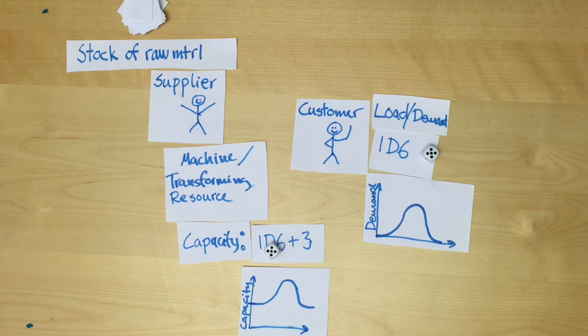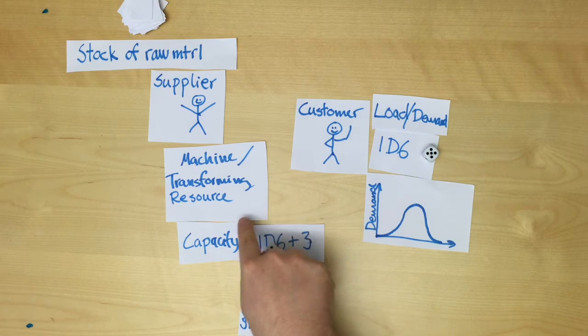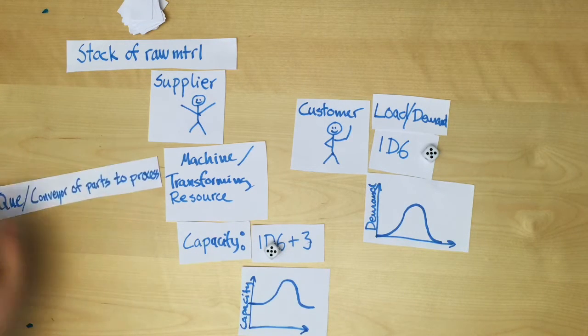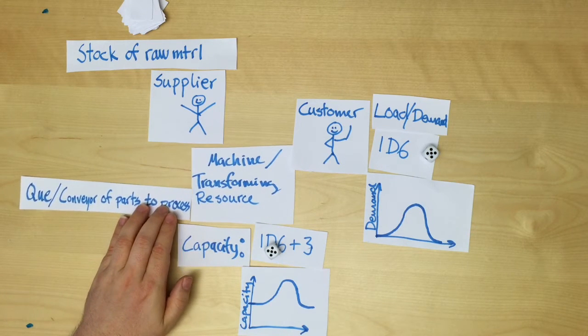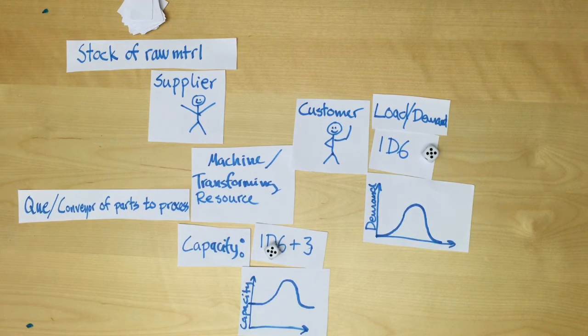Due to the fact that we have limited capacity in our transforming resource, there might form a queue in front of the transforming resource. So this may be just a conveyor of parts to process, or it can be the waiting room at a hospital.